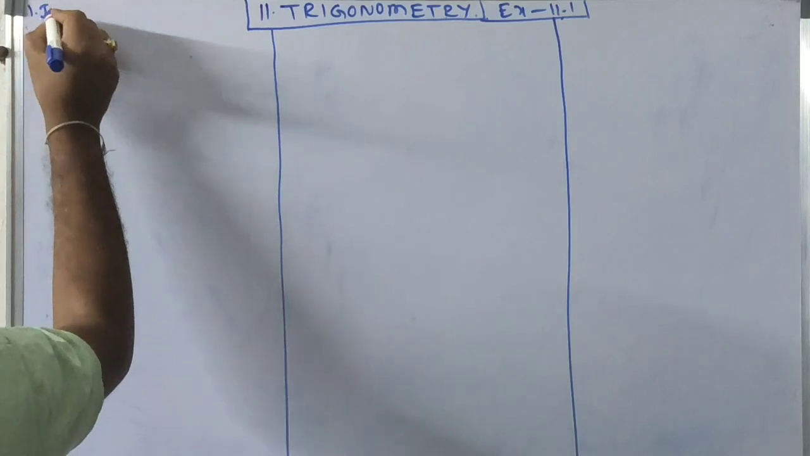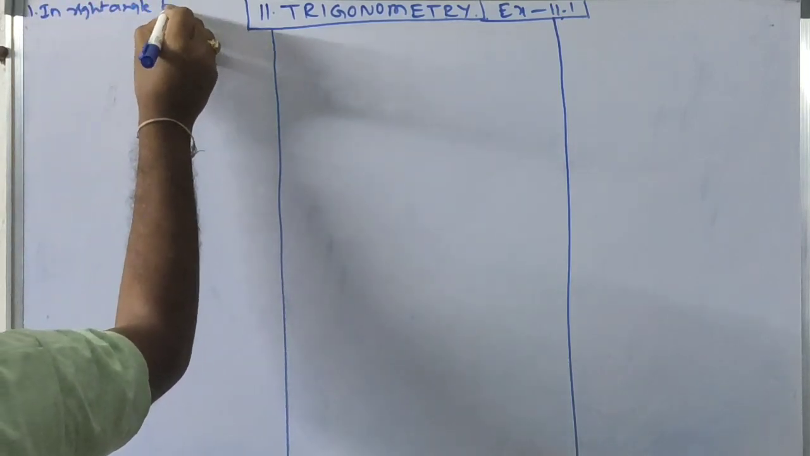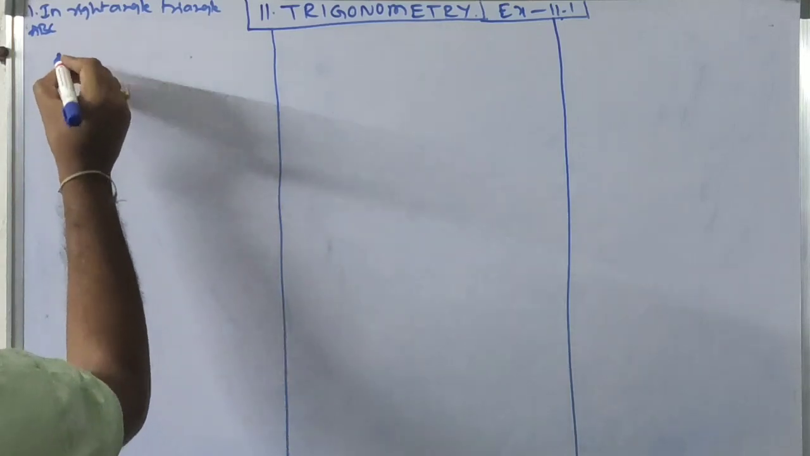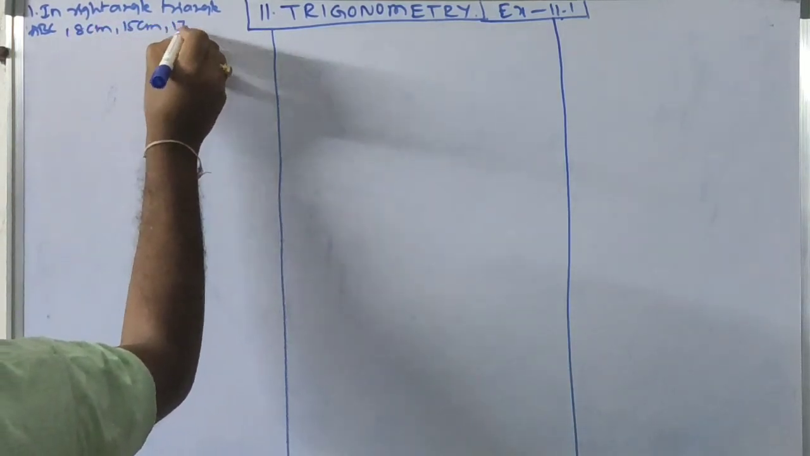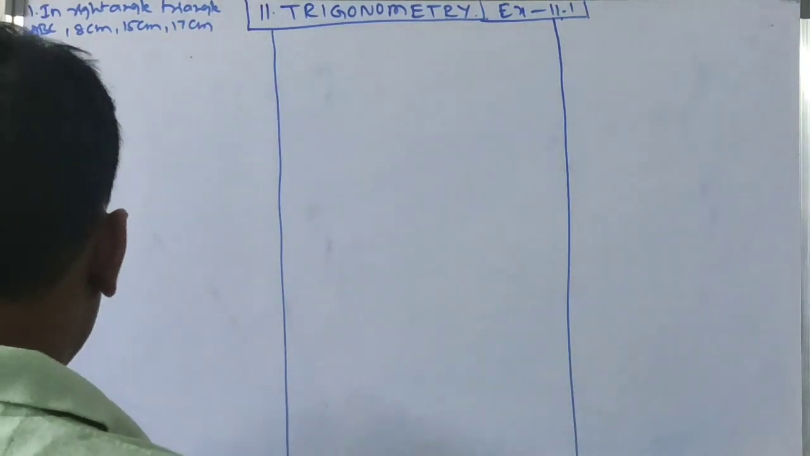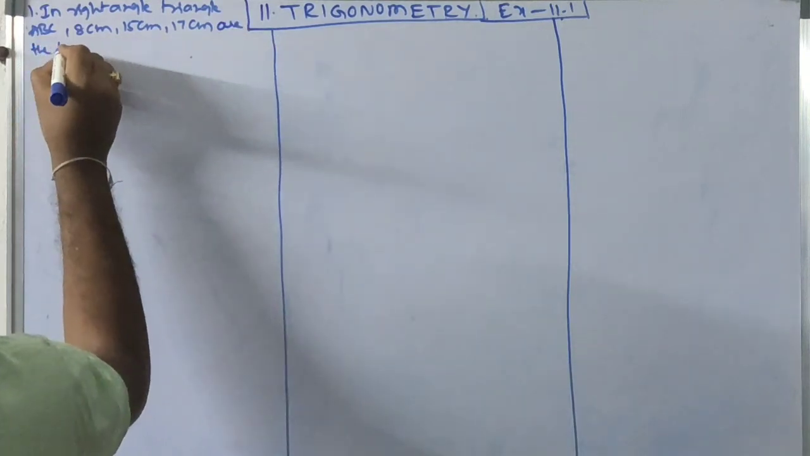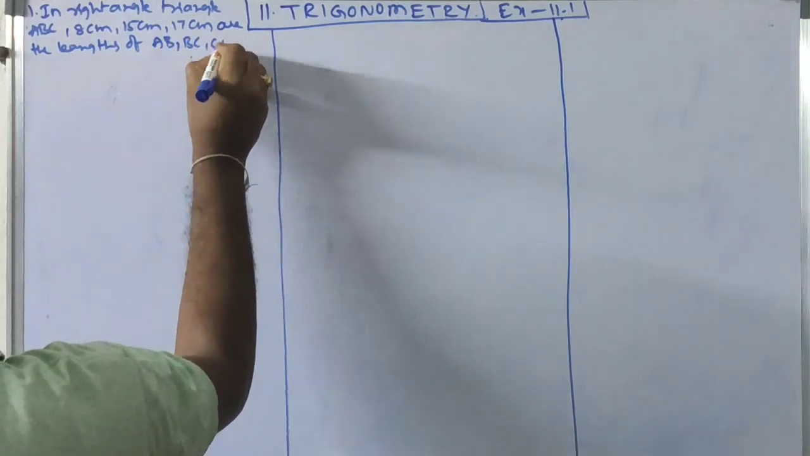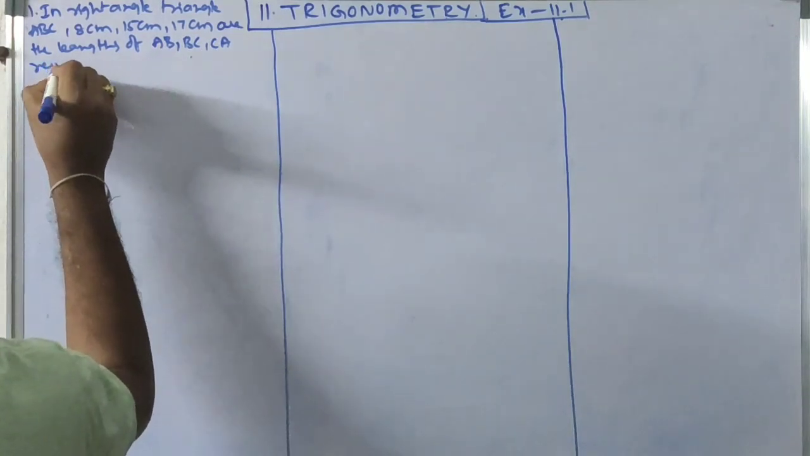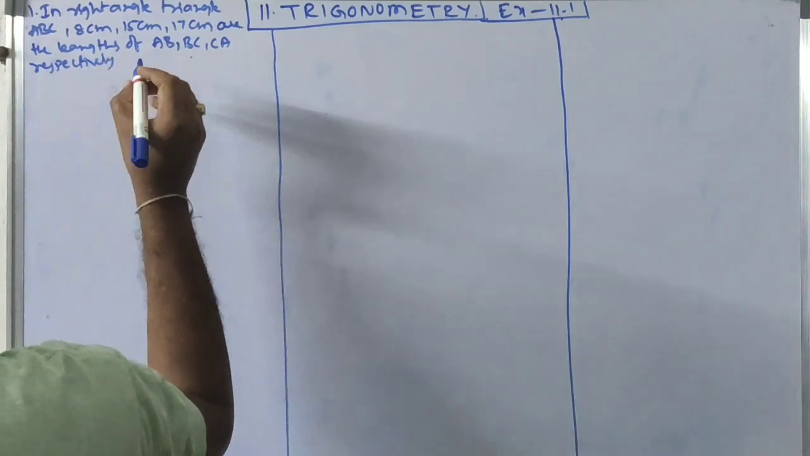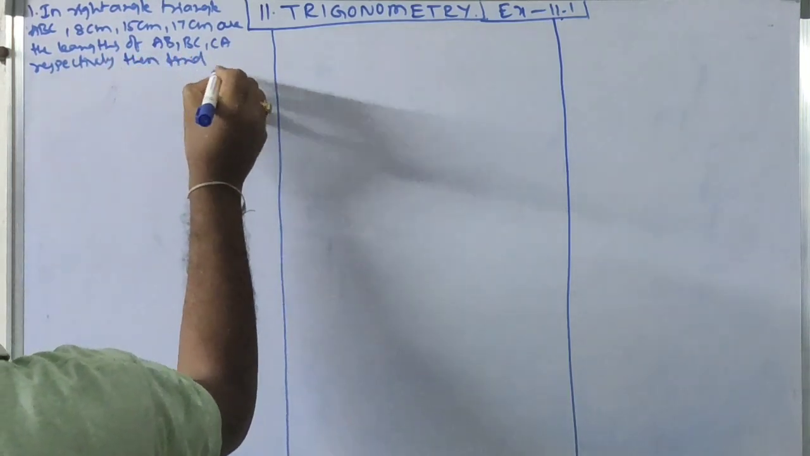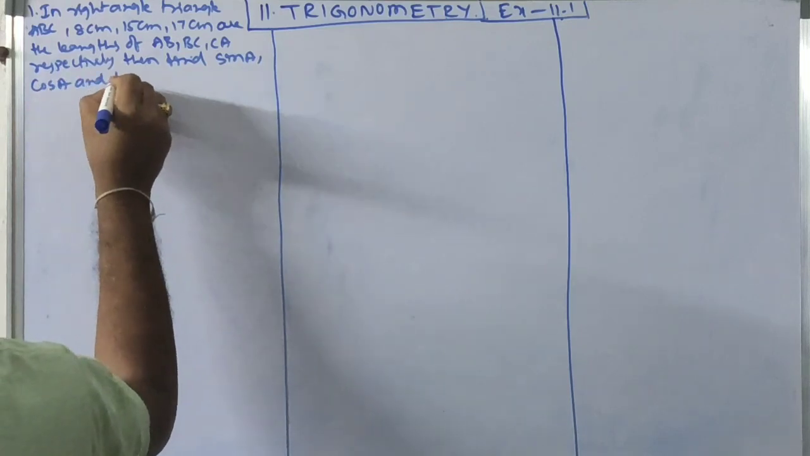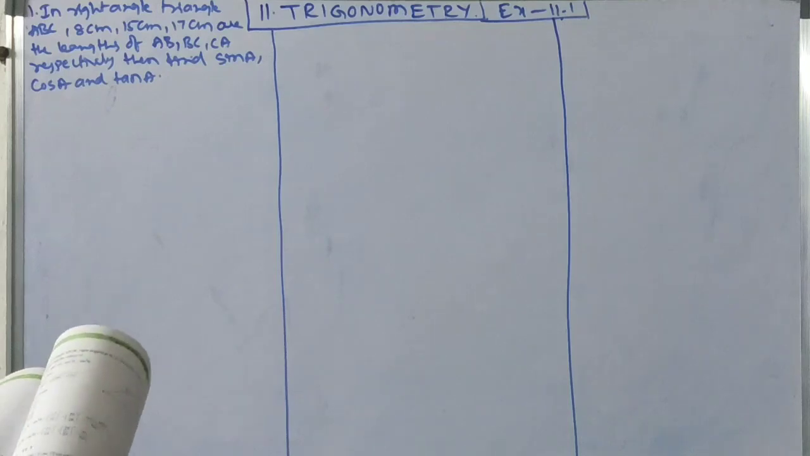In right angle triangle ABC, 8 centimeters, 15 centimeters, 17 centimeters are the lengths of AB, BC, CA respectively. Then find sin A, cos A and tan A.